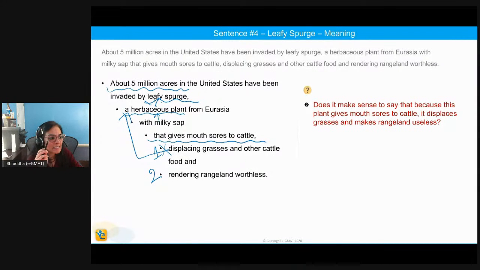Okay. Now let's take a look at the second modifier over here. Guys, give me 1 second. I'll be back.